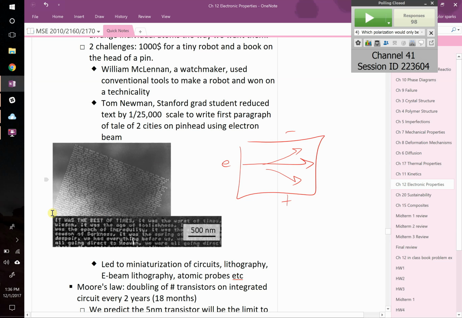If you look at it, you can read it. It was the best of times. It was the worst of times. It's not amazing, but he did it. He did this, right? And he really opened the door for massive electronic miniaturization. Nowadays, this is like chump change. 500 nanometers, we can do way smaller.